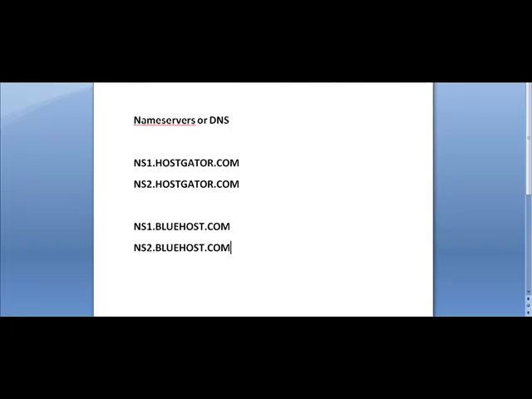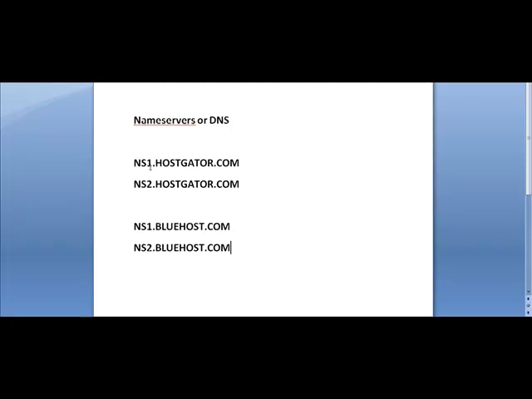And if you can't find it and you have selected HostGator or Bluehost, they have 24-hour support. Other hosting companies might be able to help you out pretty fast as well. So you just need to get in touch with them and find out what the name servers are. They're always going to look like this. It's going to start with NS, and there's always going to be two of them.